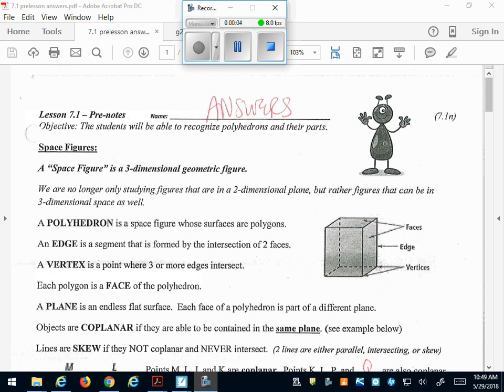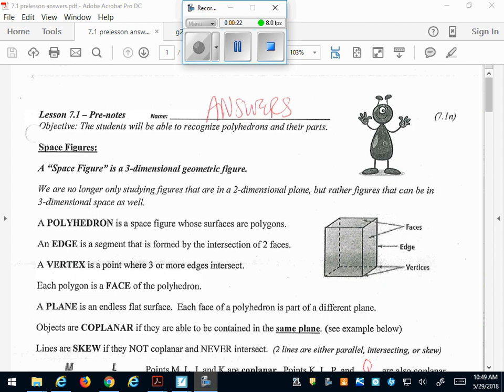So this is just to review so that we get all the vocabulary that we need for Unit 7. Just pretend it's not there, guys. It's fine. Okay, so this is the homework that you had.